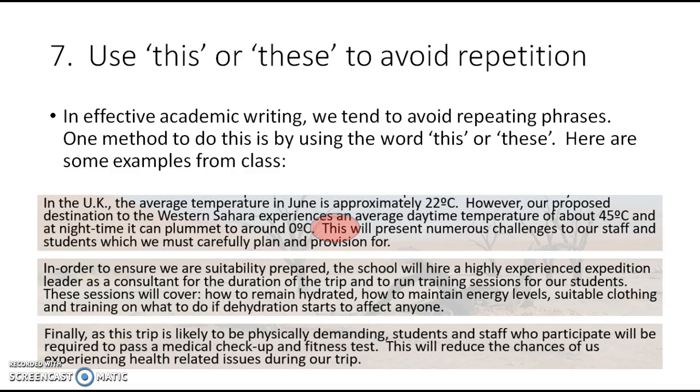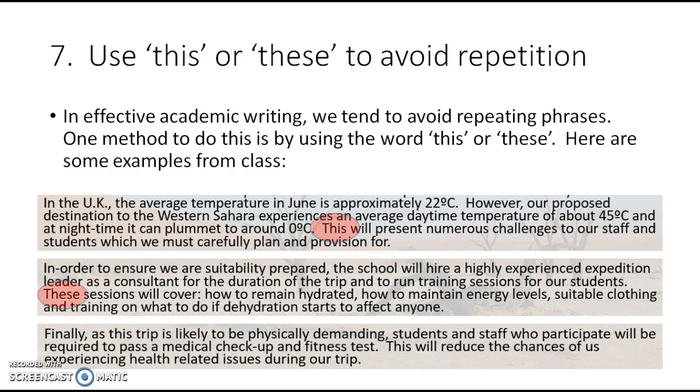The first example here is, we're talking about the temperatures. We talked about the difference in the daytime temperature of about 45 degrees and at nighttime being about 0. The next sentence starts with "this," and this is referring to the difference of temperature. If we started the sentence "the difference in temperature will present numerous challenges," that can sound a bit clumsy, but by saying "this," we've reduced it to one word which precisely talks about the last sentence and allows us to be more concise in what we're writing.